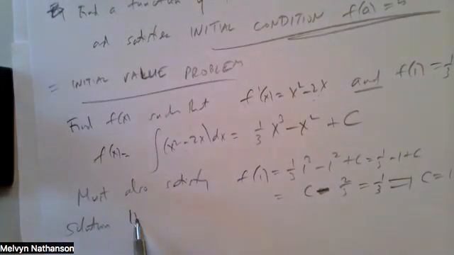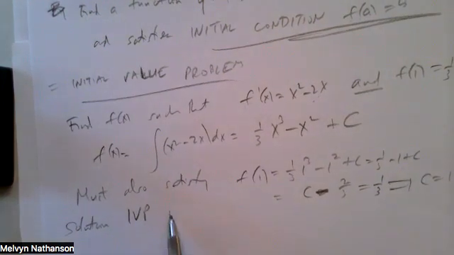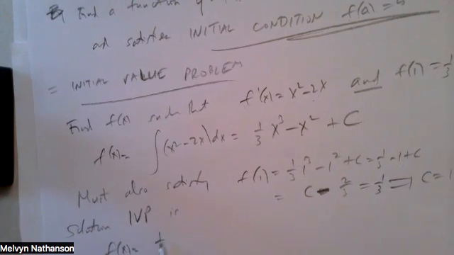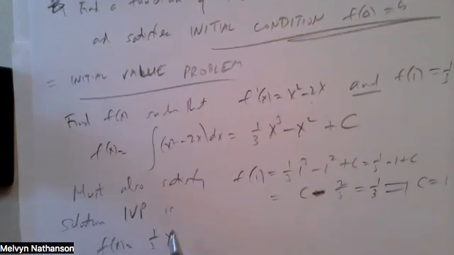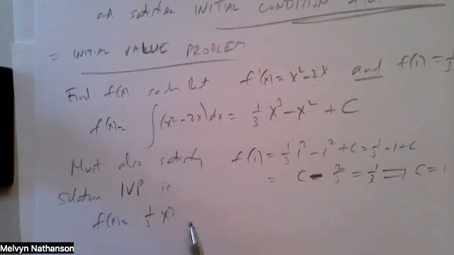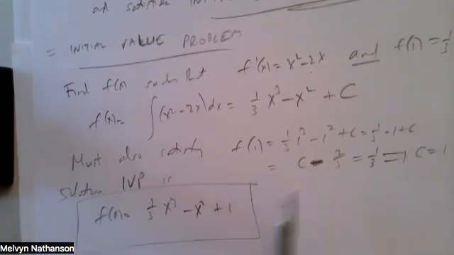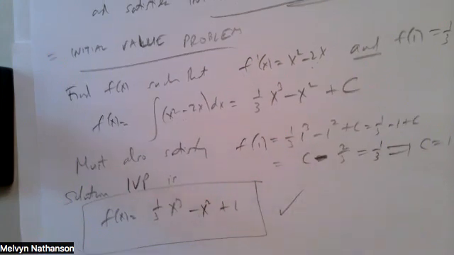So the solution of the initial value problem, IVP, is f of x equals 1/3 x cubed minus x squared plus 1. If you plug in x equal 1, you get a third. If you differentiate, you get x squared minus 2x. So that is the winner.